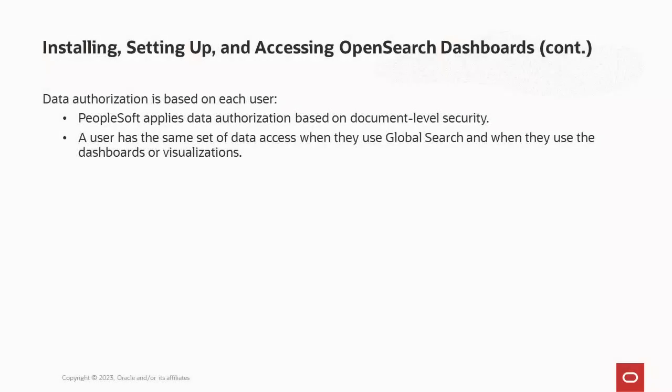When you create visualizations and dashboards in OpenSearch dashboards, PeopleSoft applies data authorization based on document-level security set up for the search definition. This ensures that a user has the same set of data access when they use global search and when they use the dashboards. When a user accesses the dashboards using the tile on their homepage or by using the related information, data shown is restricted by the document-level security applied on the dashboard.